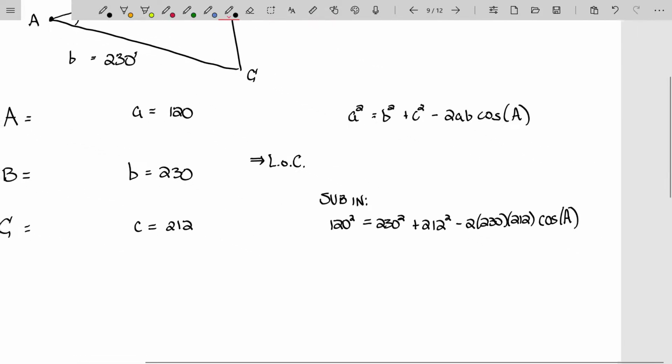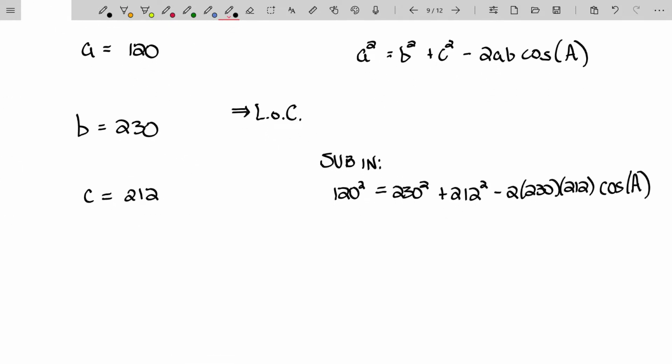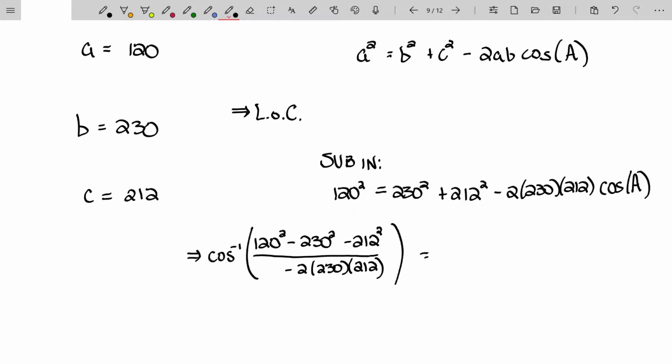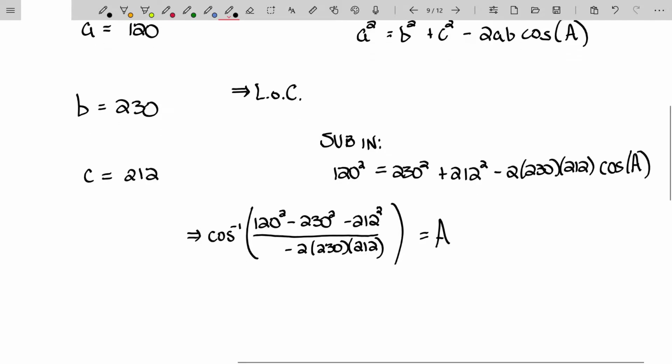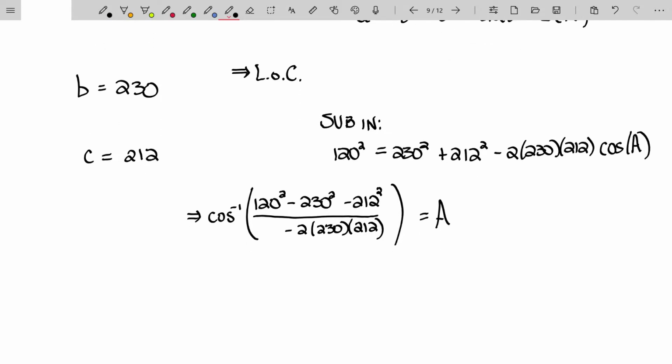And then I'll just solve for the angle A. And that's just a manipulation problem. So it's 120 squared minus 230 squared minus 212 squared all over a negative 2 times 230 times 212. And you're going to take the cosine inverse of both sides. So I'll go ahead and do that, cosine inverse. And you will get what A is. And now you just grab a calculator for this.